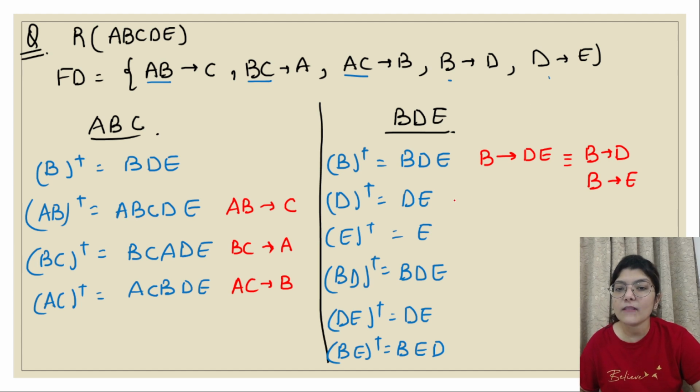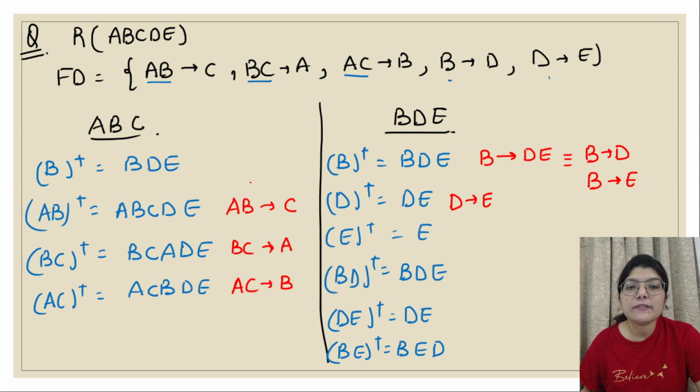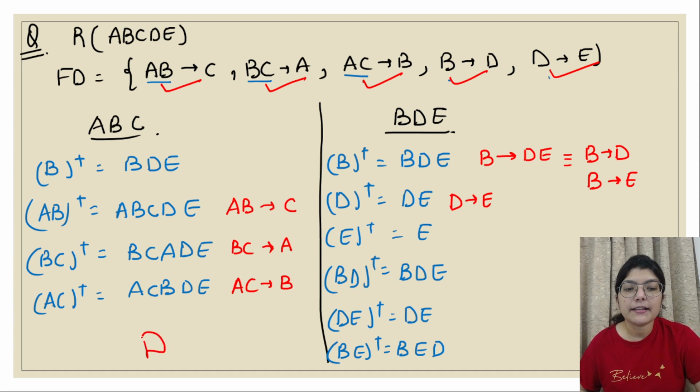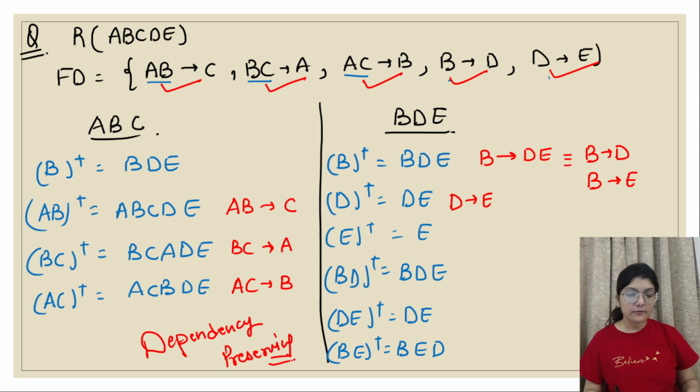From this I can say D determines E. Now let's check. AB to C, done. BC to A, done. AC to B, done. B to D, done. D to E, done. So it is dependency preserving. Okay, so this is how you will be doing these types of questions when they ask you for lossless join and dependency preserving.